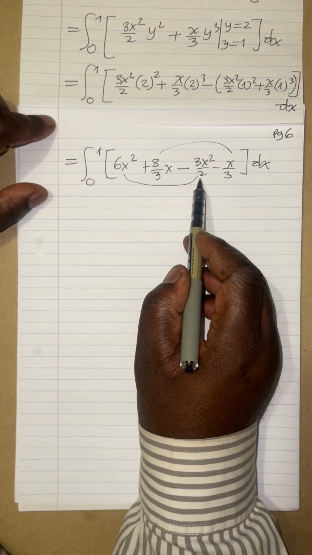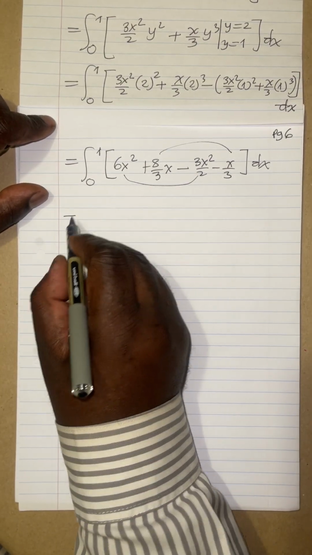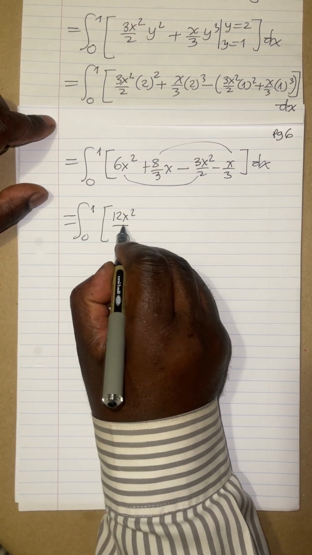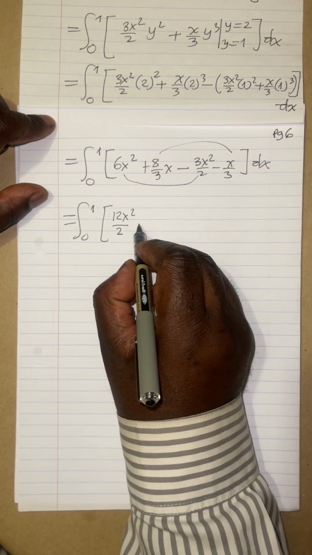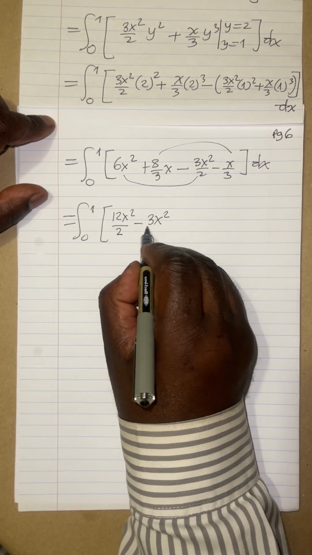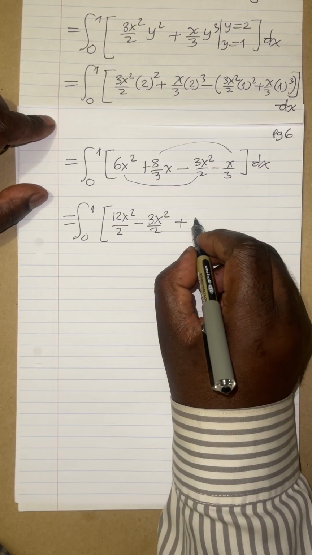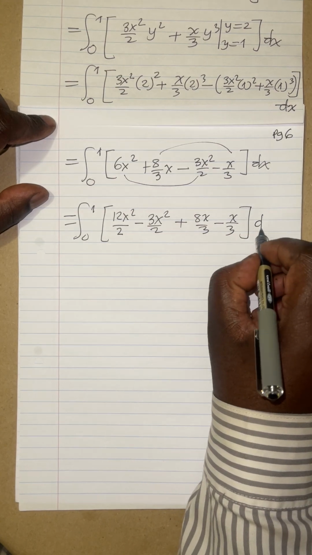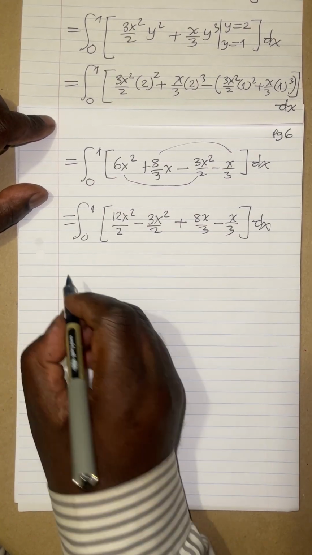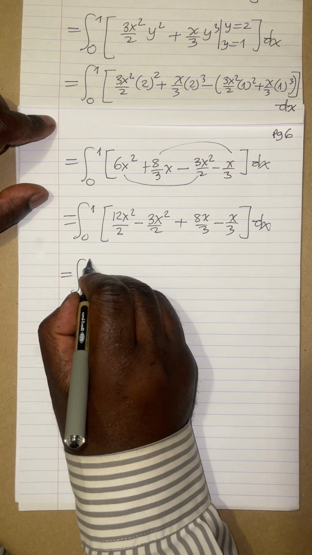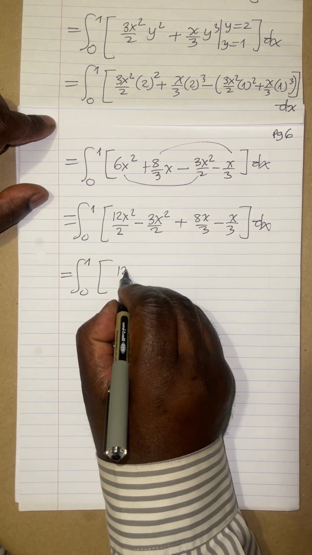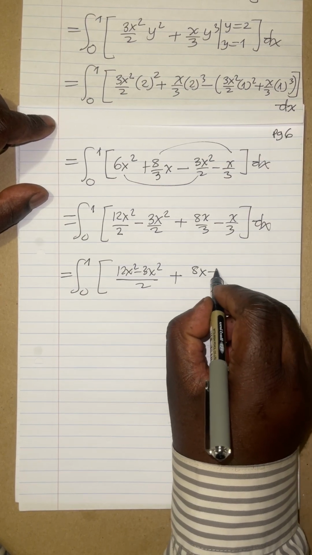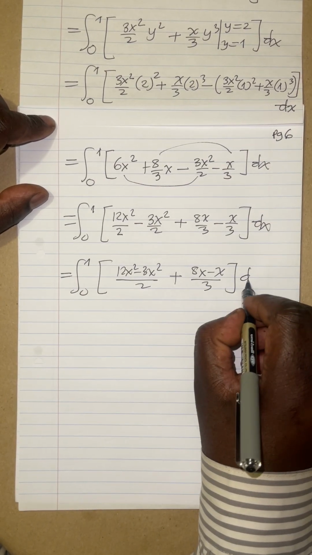Now here I have denominator 2, so I'm going to have to rewrite this integral from 0 up to 1 of 12x squared over 6 over 2, sorry, and then I'm going to say minus 3x squared over 2 plus, here I just have 8x over 3 minus x over 3, and then I have dx. Now this part here I can rewrite it as integral from 0 up to 1 of 12x squared minus 3x squared all over 2 plus 8x minus x over 3, and then dx.